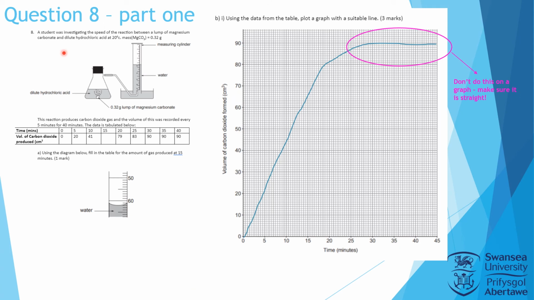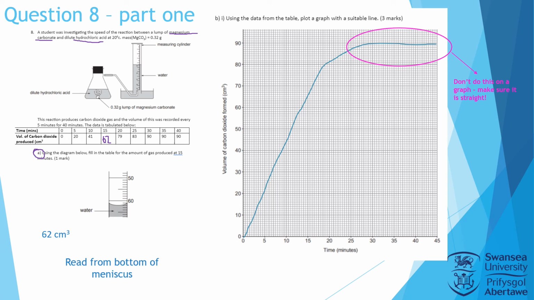Question 8 is about how much carbon dioxide is produced in a reaction between an acid and a carbonate. So between dilute hydrochloric acid and magnesium carbonate. The first bit of the question is A, down here. Fill in the table for the amount of gas produced at 15 minutes. This is the little picture of what it was, and we can see that it's going to be 61 and then 62. Let's put 62 in there. And you always read from the bottom of the meniscus.